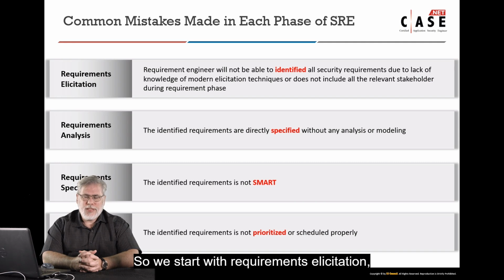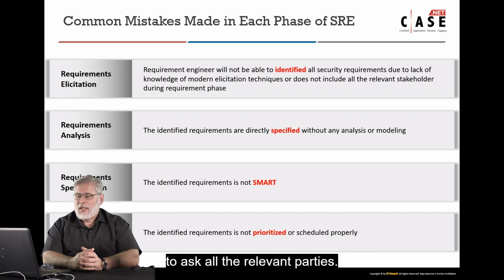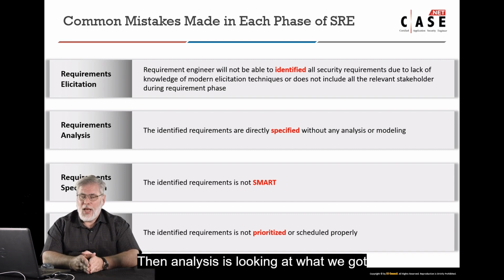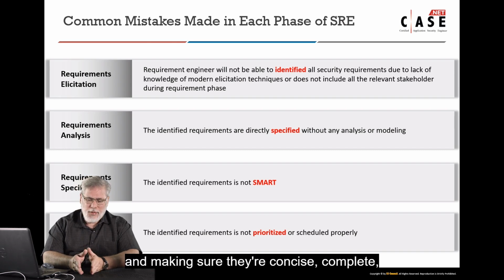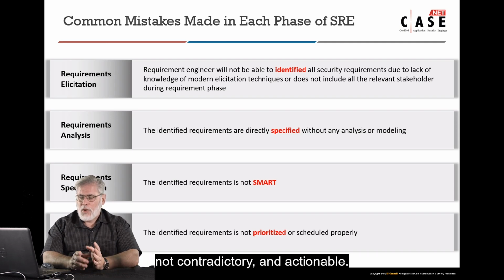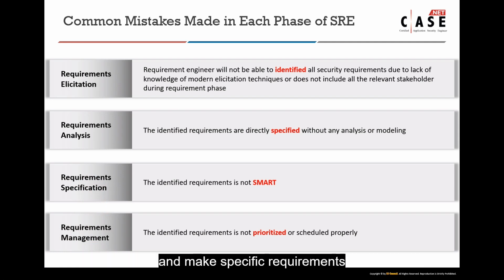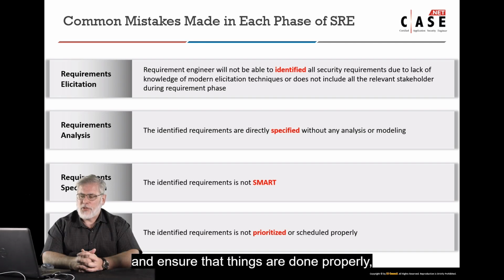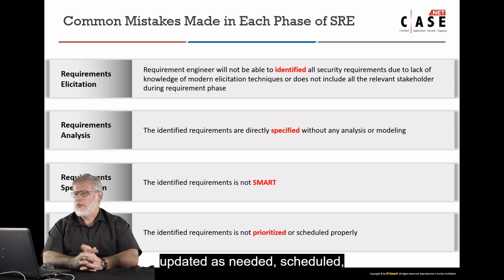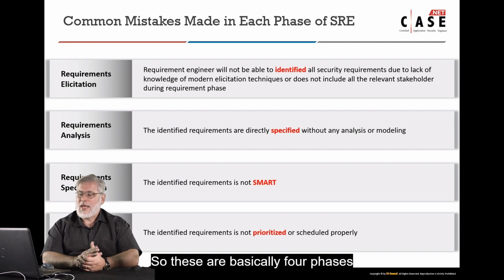So we start with requirement solicitation. That's essentially finding creative ways to ask all the relevant parties. Then analysis is looking at what we got from that requirement solicitation and making sure they're concise, complete, not contradictory, and actionable. Requirement specification is where we put these together and make specific requirements that the developers are supposed to implement. And then requirements management is how we look at all these requirements and ensure that things are done properly, updated as needed, scheduled, prioritized, those sorts of things. So these are basically 4 phases of security requirements engineering.